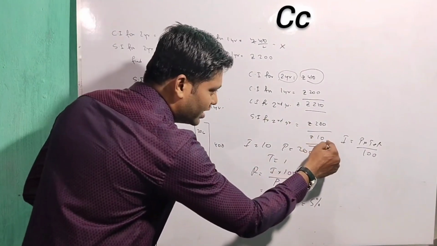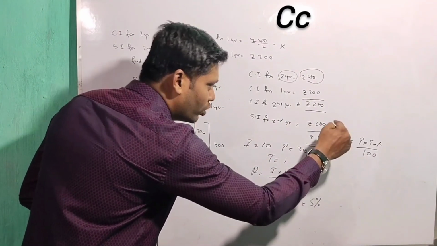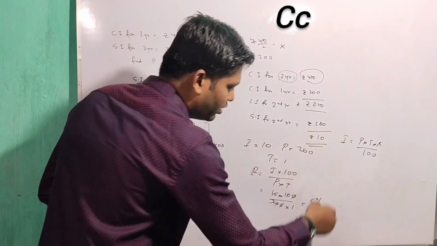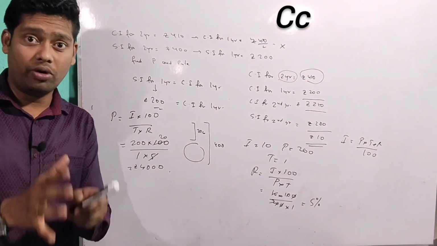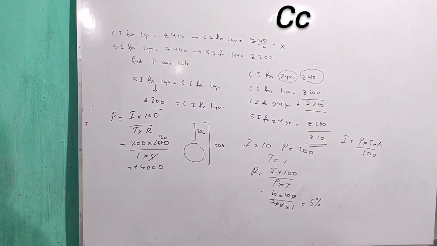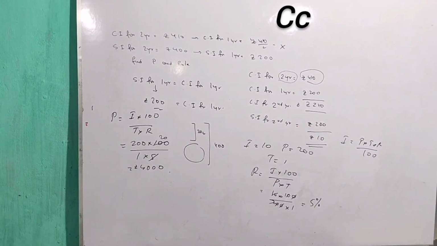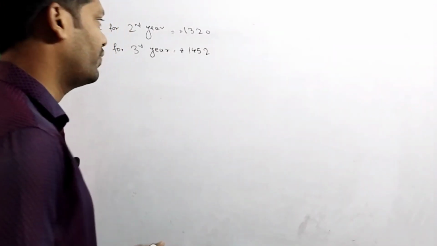Okay, so this is the extra amount which I have received on rupees 200, so calculate, you will get 5% and you can find out the principal. Okay, this is a very important sum. Okay, so copy it down nicely. Interest for third year is 1452.